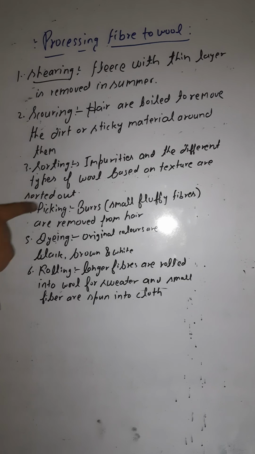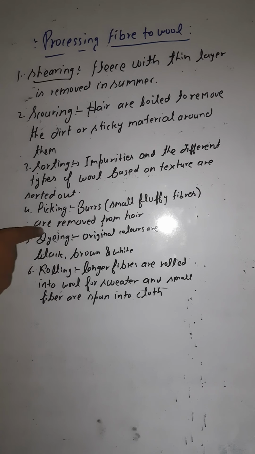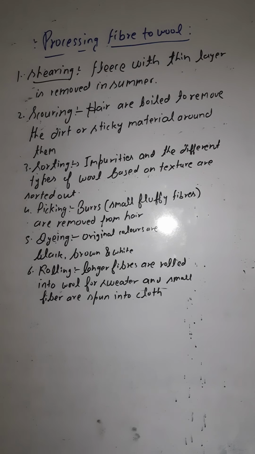Sorting: impurities and different types of wool based on textures are sorted out here. The fourth one is picking, where the burrs, also known as the small fluffy fibers, are removed. Then the dyeing. Originally there are three colors, black, brown, and white. If you want some other color, then you would have to dye the fiber there.